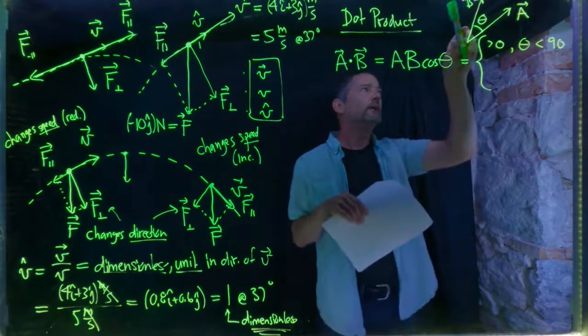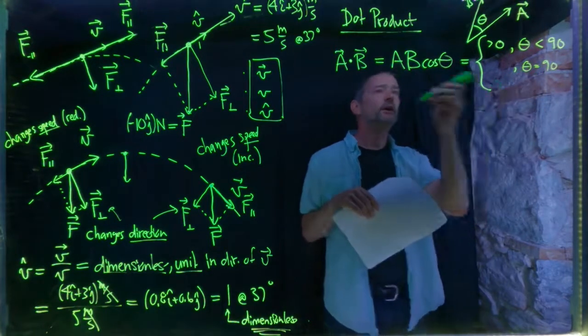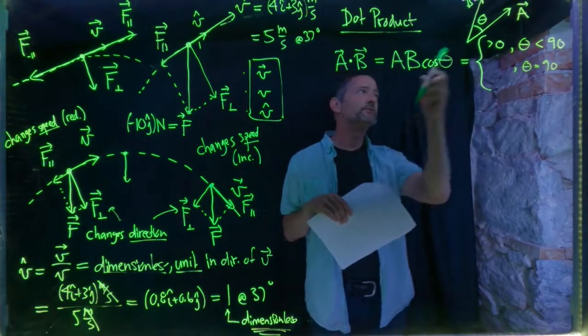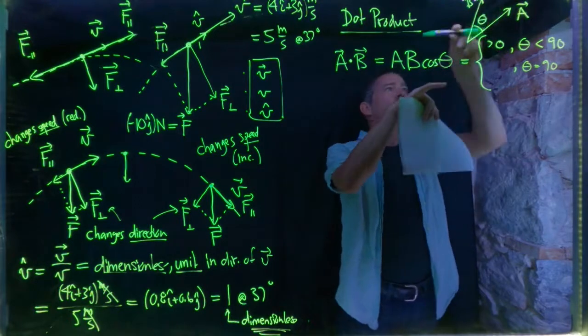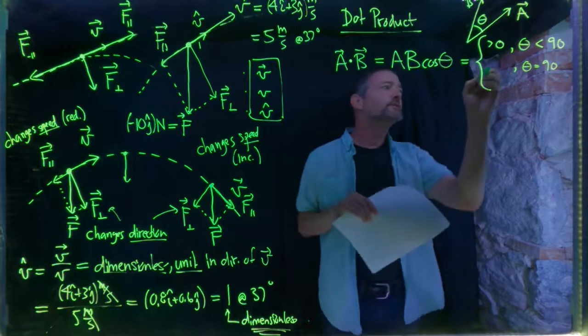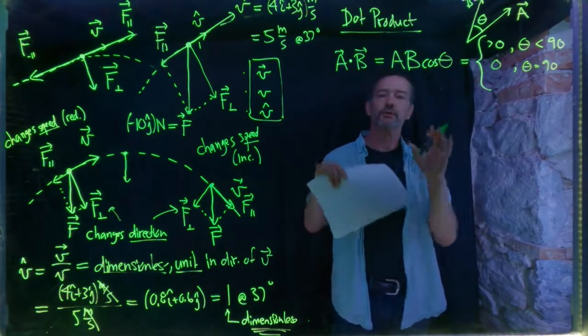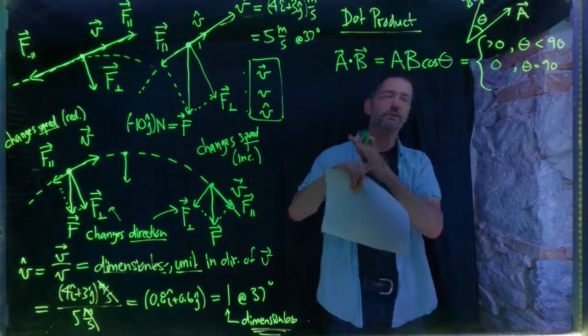If you crank the angle up to 90 degrees, so the case that theta is equal to 90 degrees, cosine of 90 degrees is 0, and it tells you the dot product is 0. So when B is perpendicular to A, the dot product is 0. And so that's great. The dot product is super useful to tell when two vectors are perpendicular to each other.